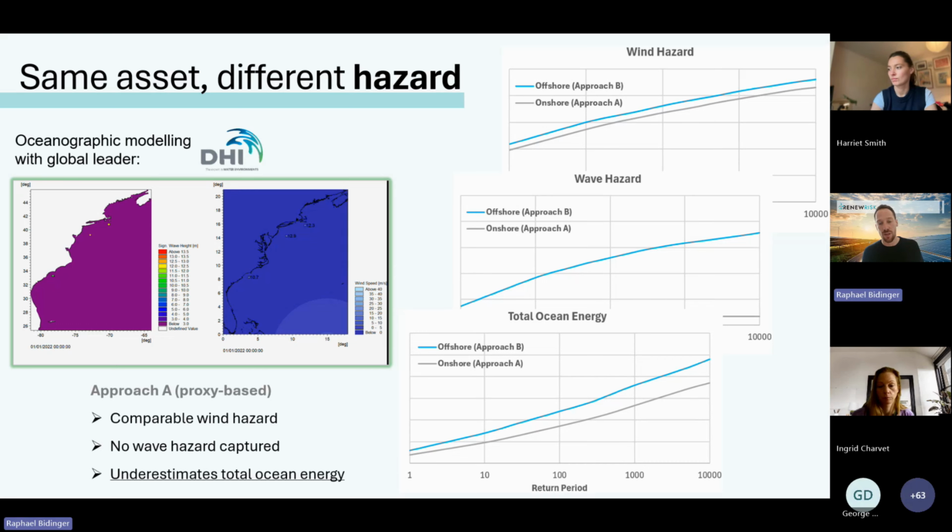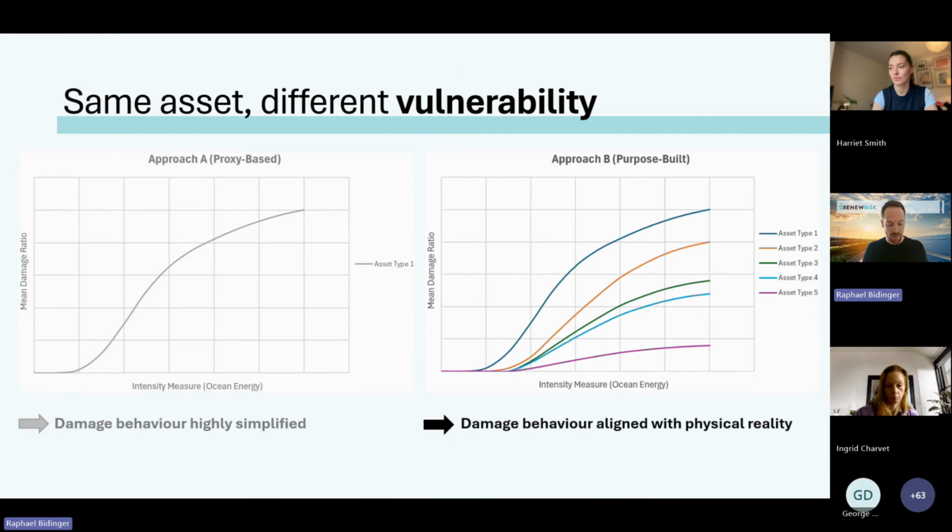And that obviously then translates into our model intensity measure in the total ocean energy curve, where we see a significant gap between the proxy and the purpose-built modeling approach. So at this stage, we are already feeding a fundamentally different hazard into the model run. And then the next question is, how do the different hazard forces translate into damage? For that, we look at the vulnerability.